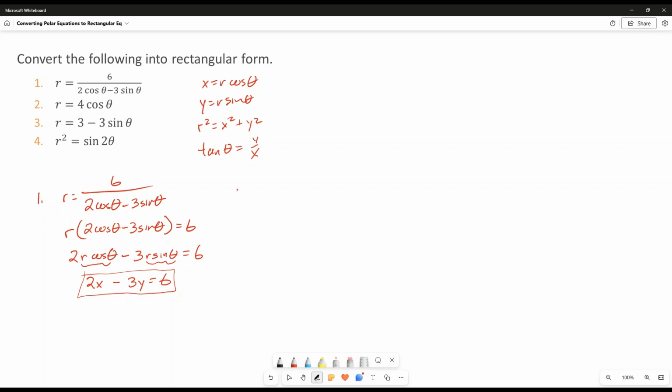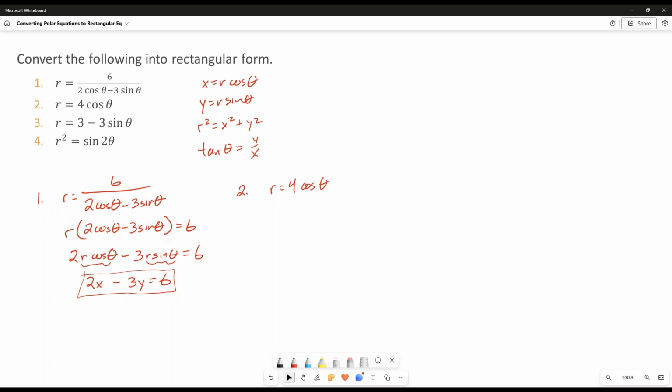All right, for our second one, we have r is equal to 4 cosine of theta. So again, we see a cosine, which means I need to have an r with it, because in order to convert cosine to x, it needs to be r times cosine. And I also see I have an r by itself on the left side of the equation. None of the equations that I have for converting deals with just r. It's always r paired with something else, r with a cosine, r with a sine, or it's an r squared. So I need to figure out how to make that r into an r squared.